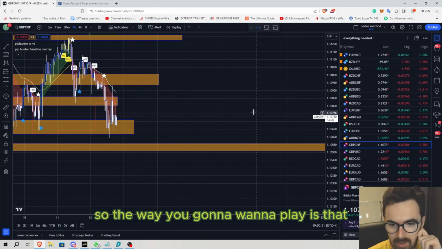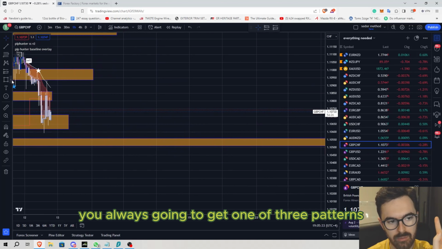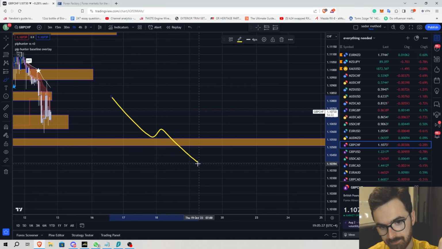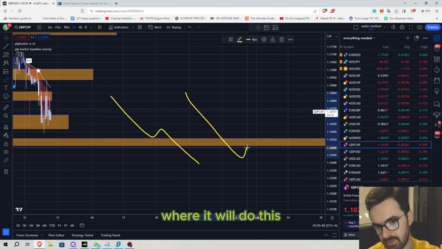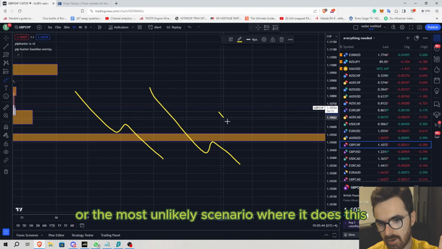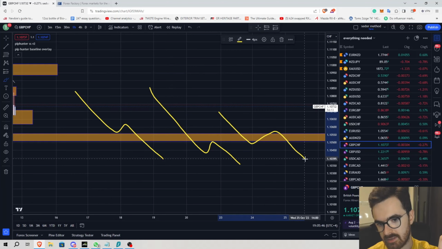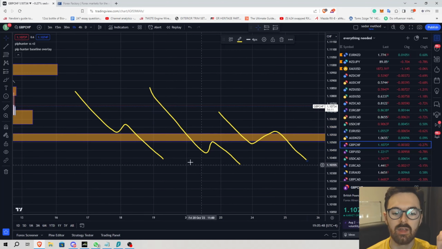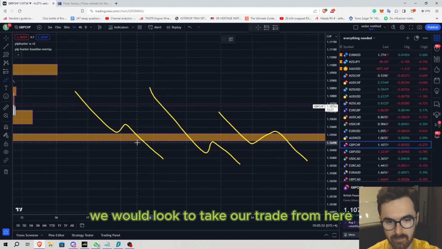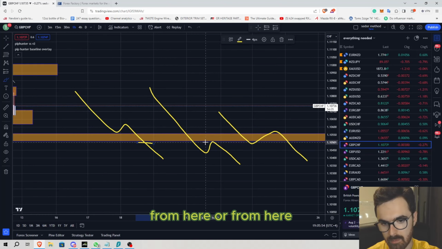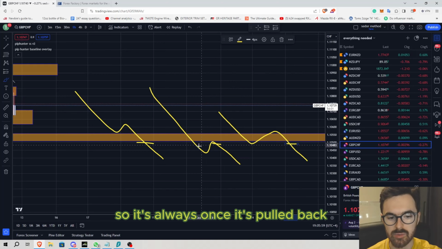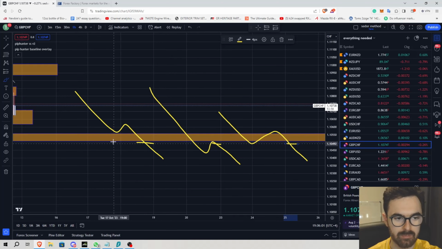So the way you're going to want to play it is that you're always going to get one of 3 patterns. You're going to get it where it does this, where it will do this, or the most unlikely scenario where it does this. What we're looking for is we would look to take our trade from here, or from here. So it's always once it's pulled back.